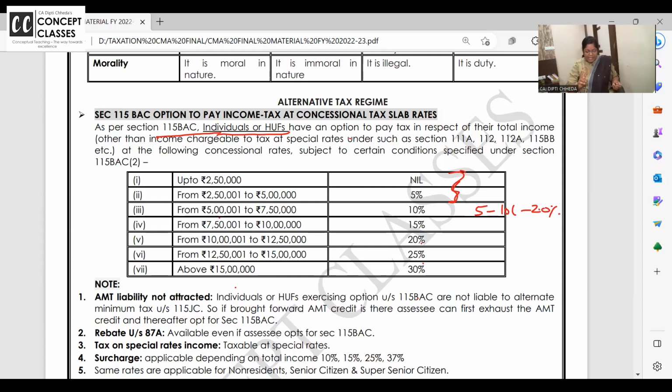Give me 2 minutes, I'll be back here only. Till then, just compare the old and new. In the old regime, 10,00,000 and above it is 30%. Here, 15,00,000 and above it is 30%. Check this.